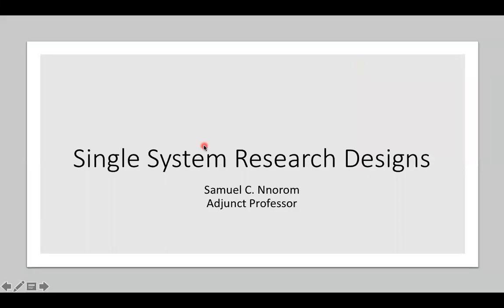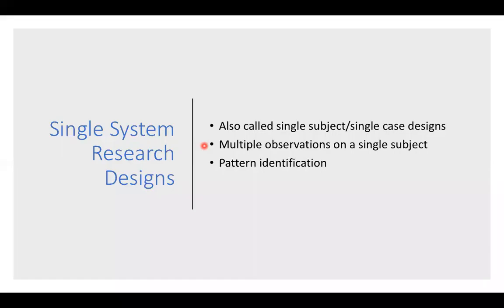Single system research designs. This is another way you see quasi-experiments being presented. They are also called single subject, single case designs. Otherwise, some people just call experimental designs these names as well. Multiple observations on a single subject. So we have just one subject and we do multiple observations on him. Sounds like a repeated measures ANOVA, but let's not go down that rabbit hole right now.